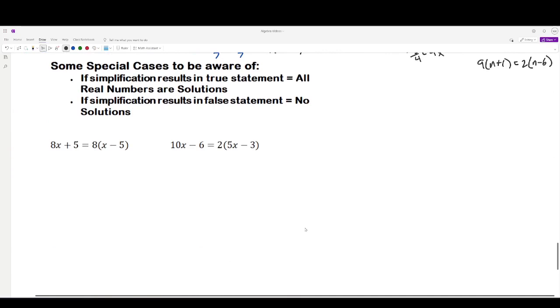The second new thing that we're doing this year with equations is called special cases.